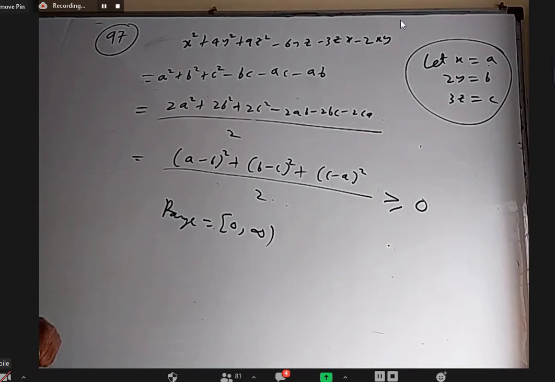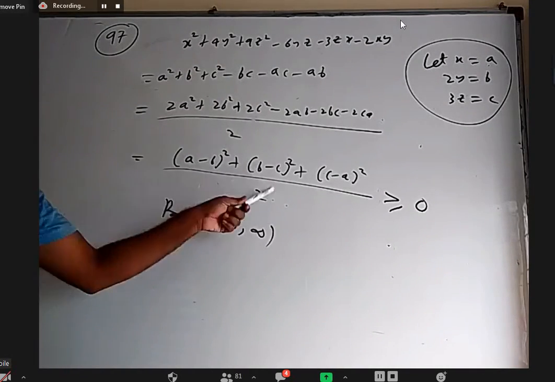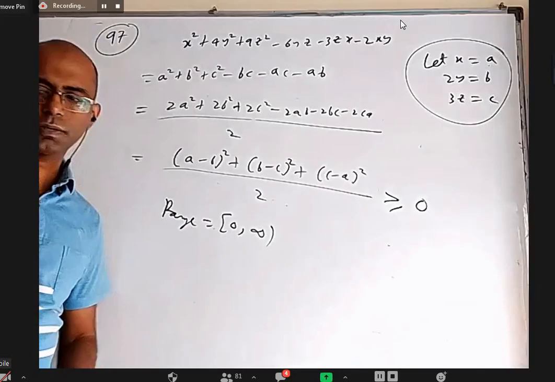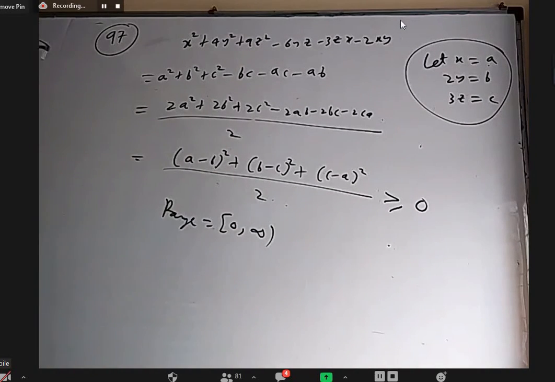So to get a specific idea that the expression can be written as a sum of 3 perfect squares like this, some idea has to come. Okay. So it's a very specific question.